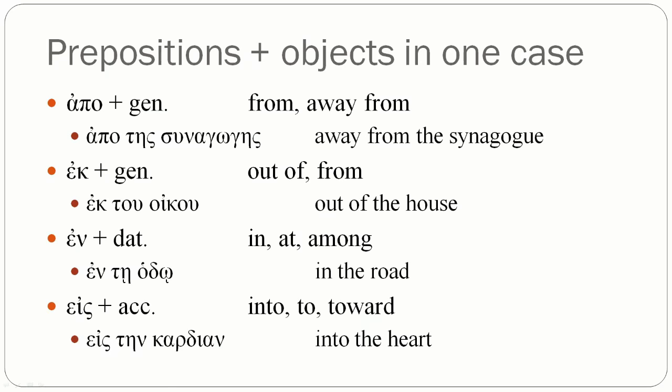Next preposition is en. This one should be easy to memorize. En always takes the dative. This is different from the previous two. The appa and ek took the genitive. En always takes the dative. And this one means in. So en means in. It can also mean something like at or among.